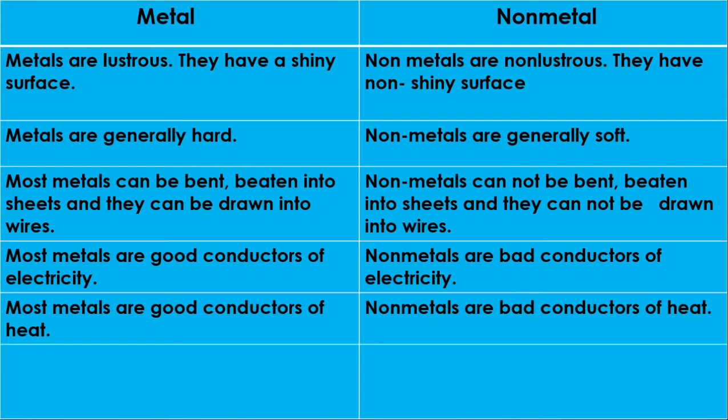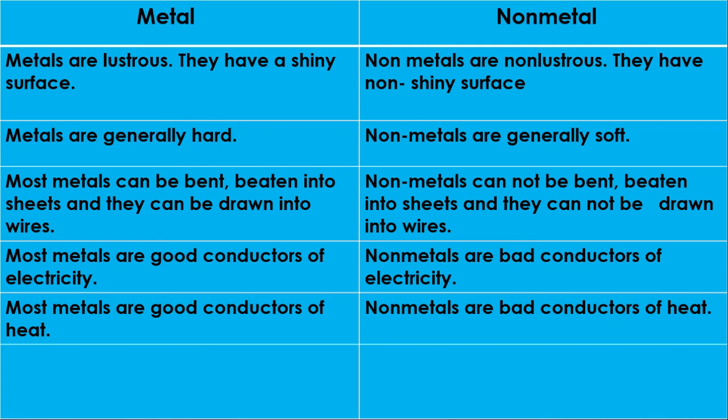Difference between metal and non-metal. Metal example, gold. Non-metal example, oxygen and hydrogen. Metals are lustrous. They have a shiny surface. Non-metals are non-lustrous. They have a non-shiny surface. Metals are generally hard. Non-metals are generally soft. Most metals can be bent, beaten into sheets, and drawn into wires. Non-metals cannot be bent, beaten into sheets, or drawn into wires.